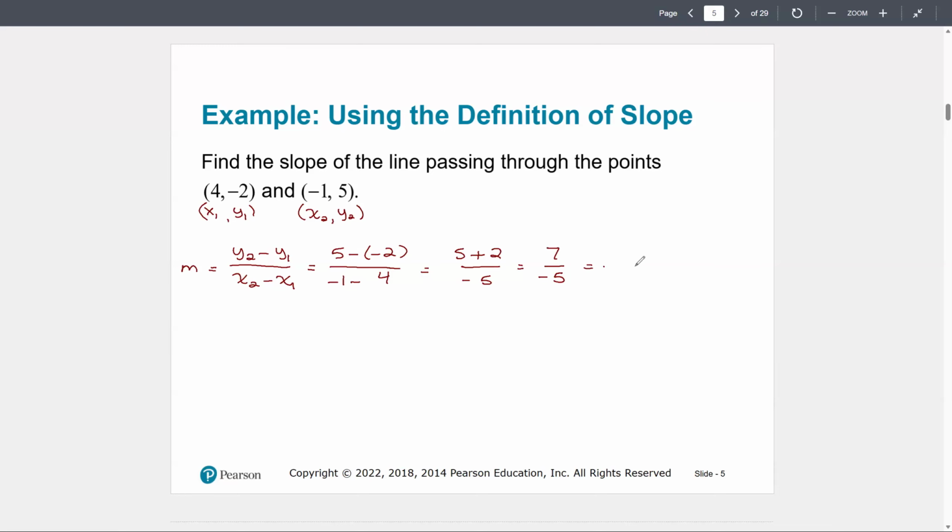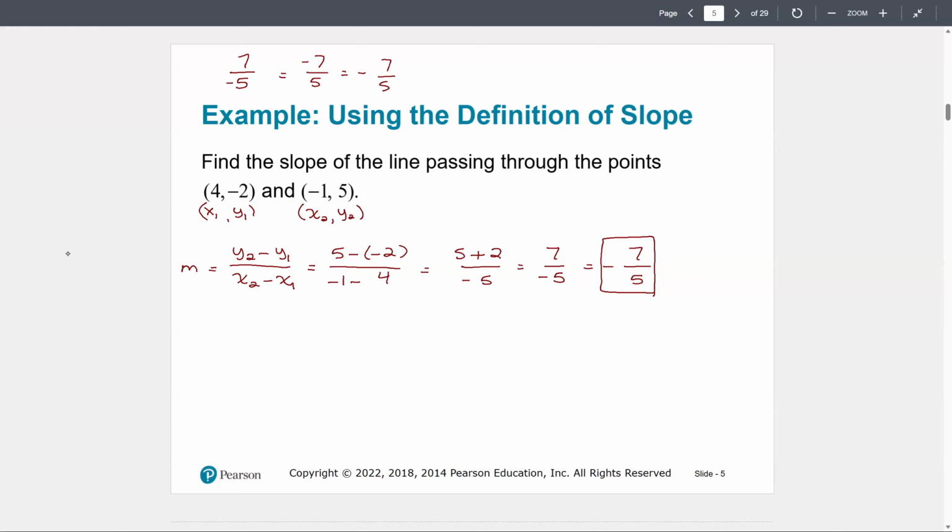Or if you want to, you just stick the negative out front. Just as a note, it doesn't matter where that negative is as long as there's 1. All these fractions are the same. So 7 over -5 is the same as -7 over 5. So this would be my slope.